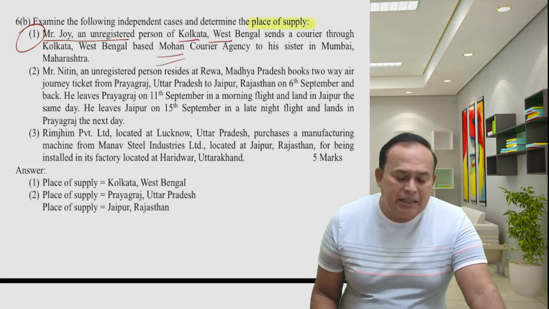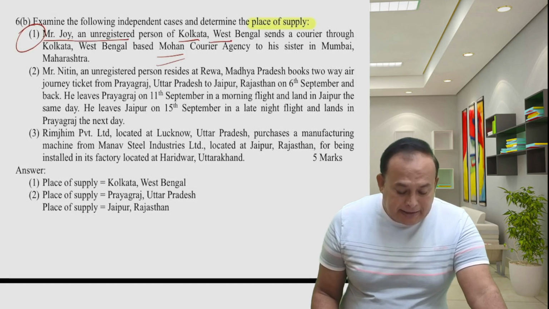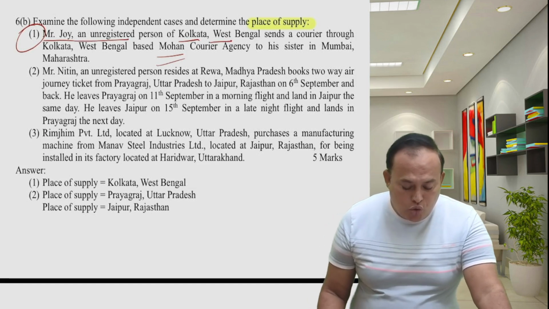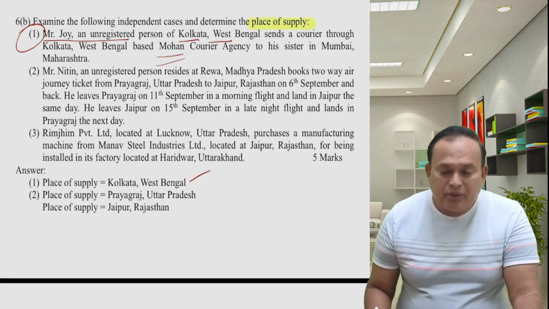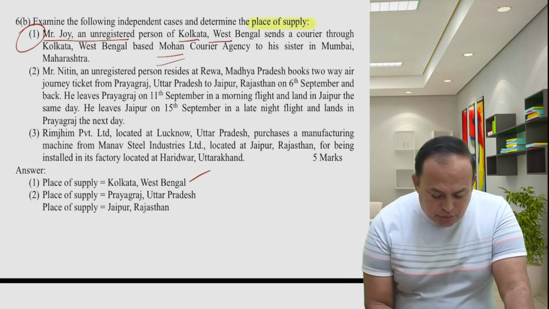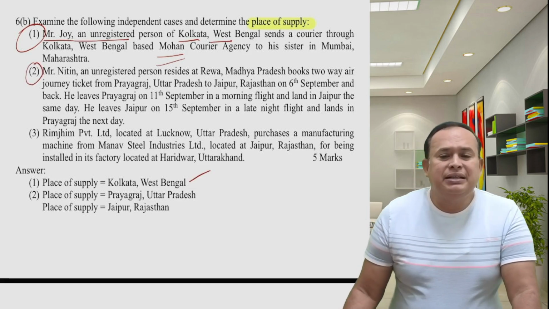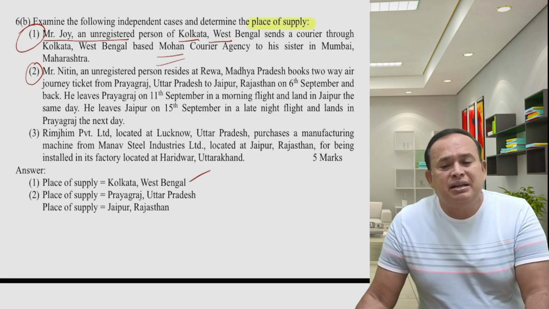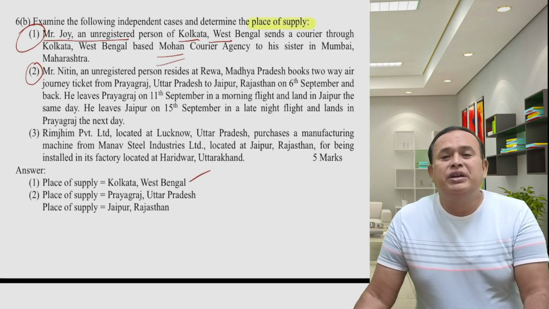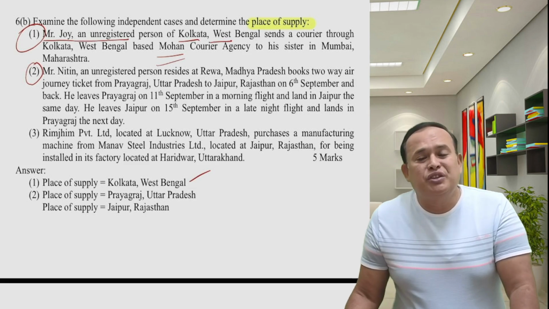Therefore, in the given case, place of supply is Kolkata, West Bengal. Further, point number 2. Here, Nitin, an unregistered person, resides in Rewa, Madhya Pradesh, books two-way travel. That means transportation of passengers by air.